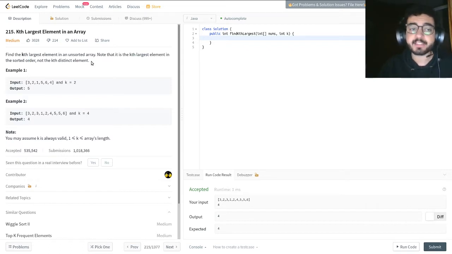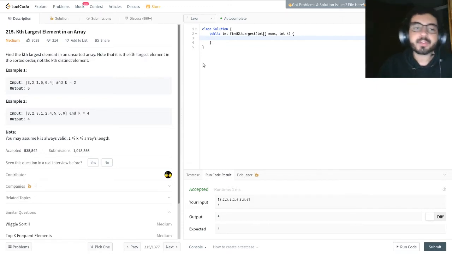Basically what that means is that the elements are not unique. There might be a case where the array is 1, 2, 2, and 3. Let's say k is equal to 3. The kth largest element means the third largest element in our case, which would be 2, not 1. Why is that? The first largest element is 3, the second largest element is 2, and the third largest element is also 2, because there is a duplicate of 2. So yeah, that's basically what that means.